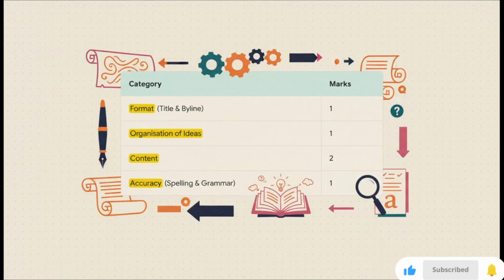Okay, look at this breakdown. It's so important. 1 full mark just for the format. That's your title and your byline. That's literally the easiest mark you can get. Then, 1 mark for organization. Are your paragraphs clear? Does it flow logically? 2 whole marks: the biggest piece of the pie goes to content. Are your ideas good? And finally, 1 mark for accuracy. That's your spelling and grammar. See? Each part has a specific, predictable value.